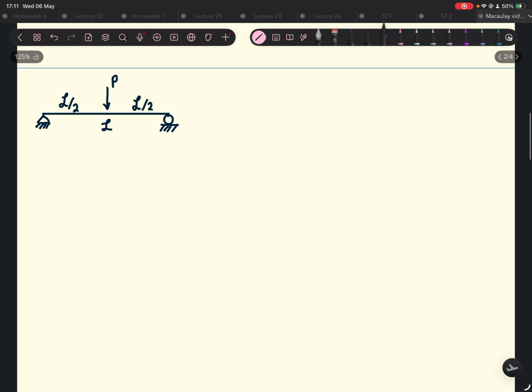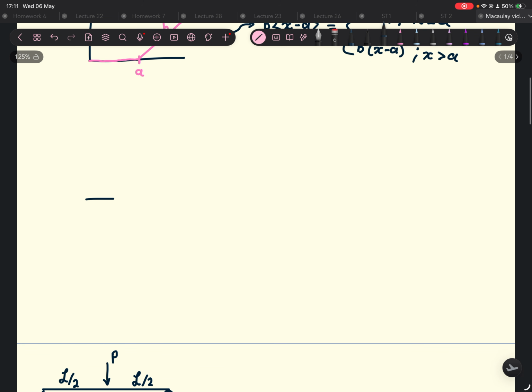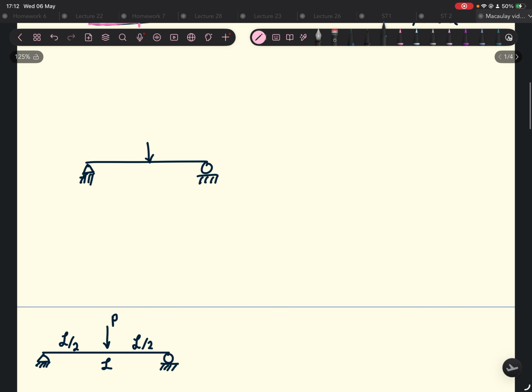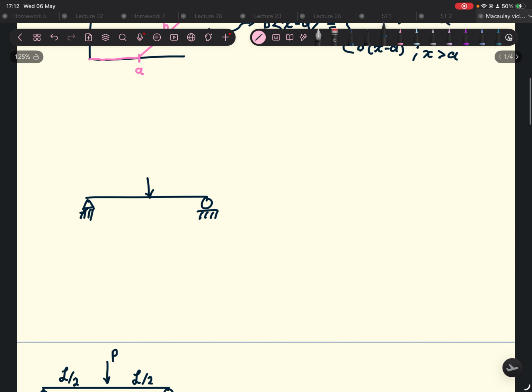Essentially what we're doing when we use the Macaulay method for beams is we're trying to write an equation for how the internal loads look inside a beam. So if you think back to SWK, let's say you had a scenario like this, and then you wanted to write the shear force diagram and the bending moment diagram.